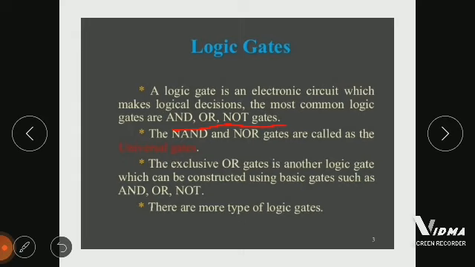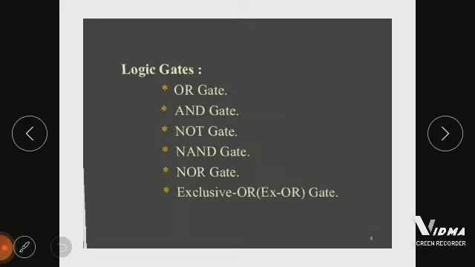The NAND and NOR gates are also called the universal gates. So these are the universal gates which are basically made by using these three basic gates: AND, OR, NOT gates. Another gate is the exclusive OR gate, which can be constructed using basic gates such as AND, OR, NOT. There are more types of logic gates also available today that we use in digital electronics. So these are the logic gates we are going to discuss in further slides. The first one is the OR gate, AND gate, NOT gate, NAND gate, NOR gate, exclusive OR gate. So one by one we'll discuss all these.